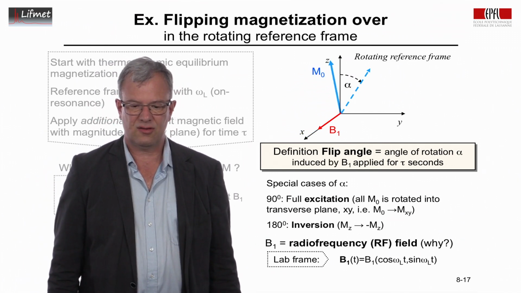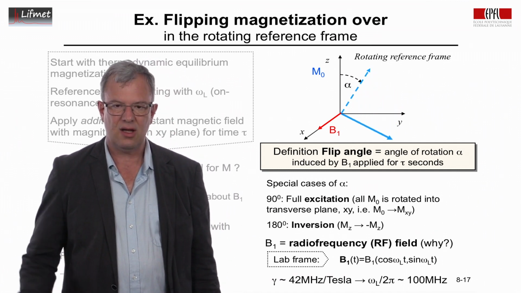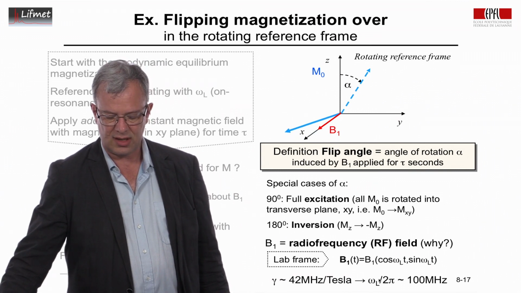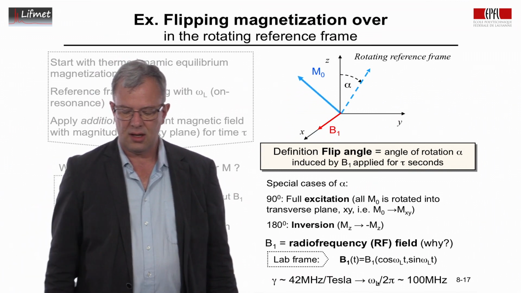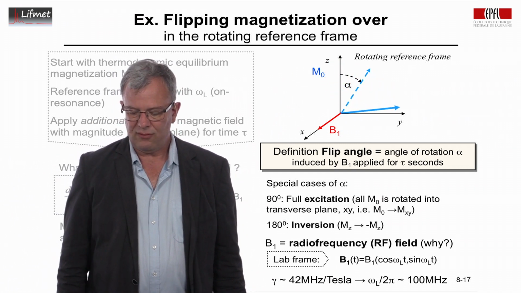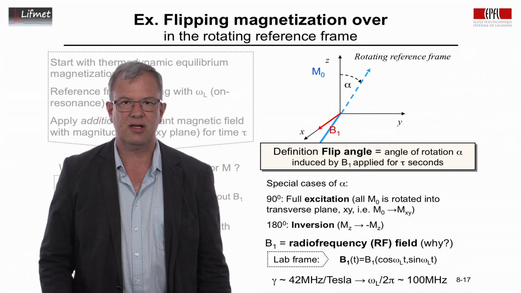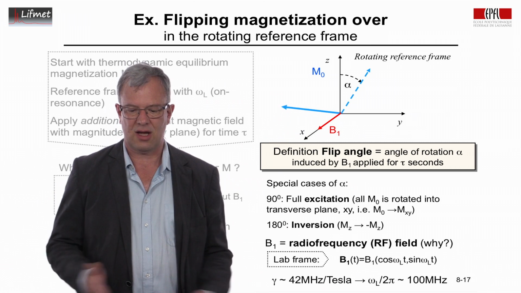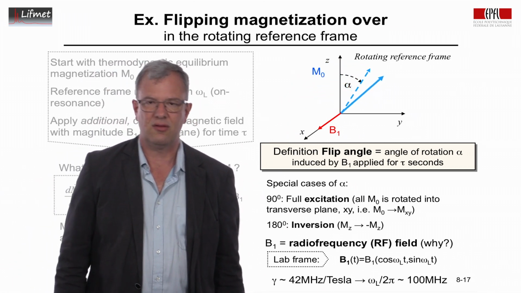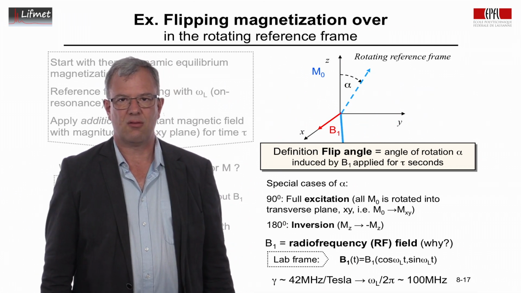Now, why do we call this radio frequency? Because if we look at the Larmor frequency, we take for protons the gyromagnetic ratio, which is 42 megahertz per Tesla. We calculate the Larmor frequency in hertz, and we'll find this is typically on the order of 100 megahertz. So it's perfectly in the range of radio frequency. Actually, here it is truly in the range of radio frequency, 100 megahertz. And that's why the B1 is called the radio frequency field.